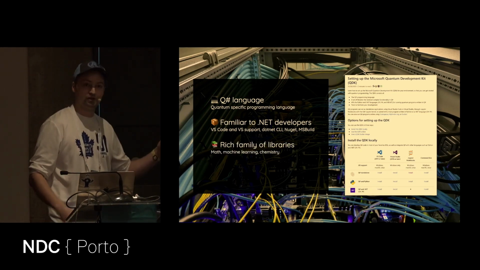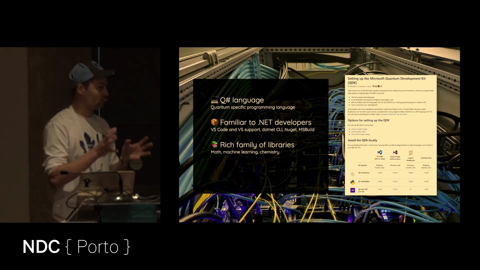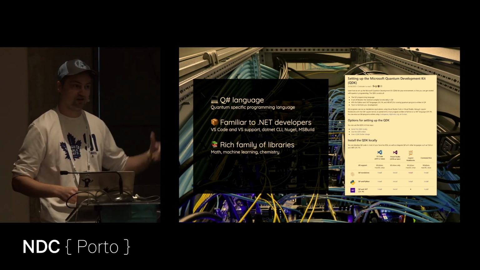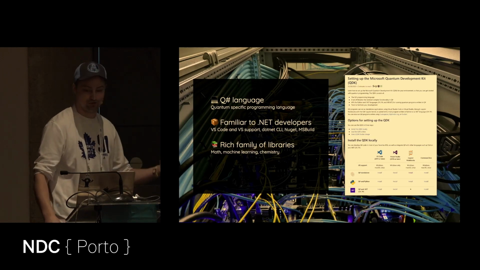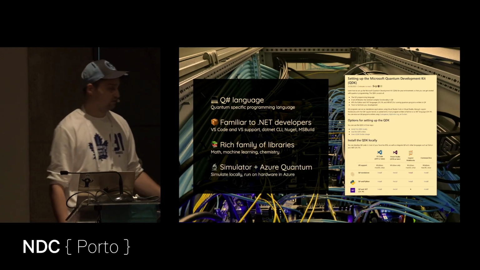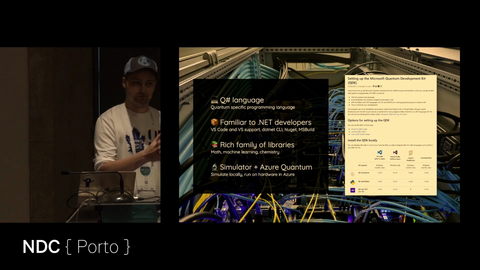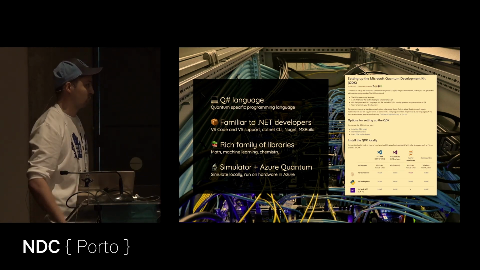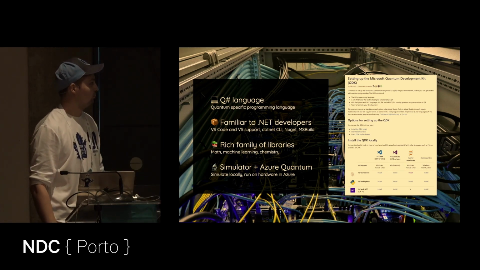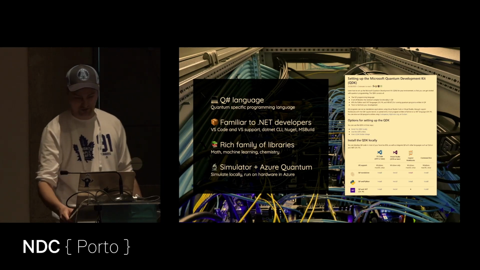It comes with a family of libraries, so this is not just the core standard library of Q-sharp, but there are actually domain-specific libraries. That's why it's called QDK. And finally, you get access to local simulators, so you can simulate programs locally up to a certain complexity level, or you can run, of course, on Azure Quantum.